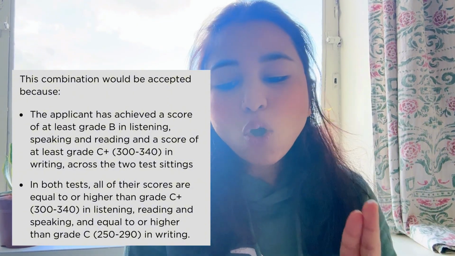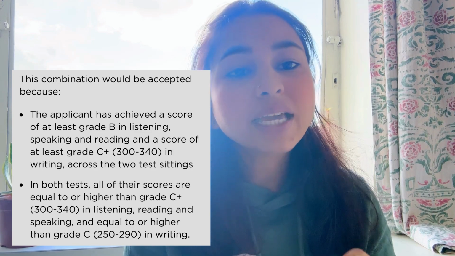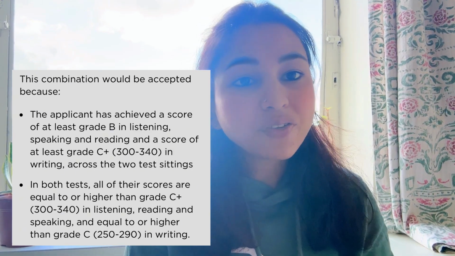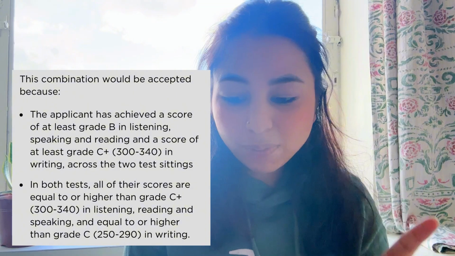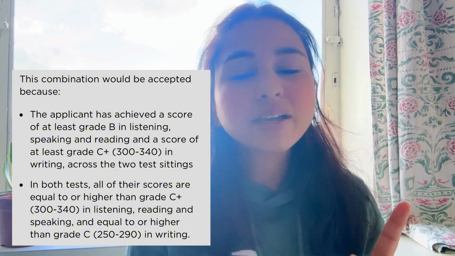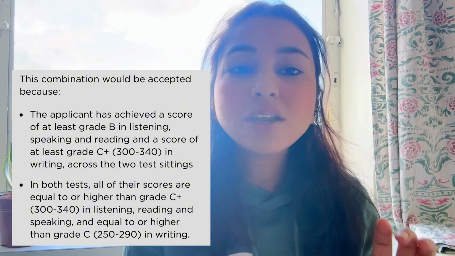And in both the tests, all of their scores are equal to or higher than grade C plus, which is 300 to 340 in listening, reading, and speaking, and equal to or higher than a grade C, which is 250 to 290 in writing. So let's take another example where the combined OET score is not accepted.